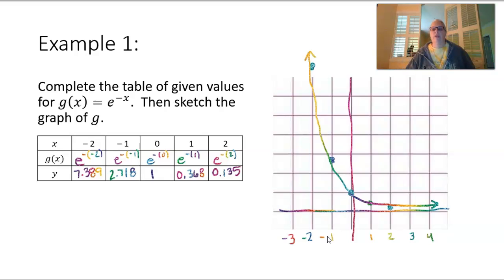Now, in case you're wondering, we talked about how the x-axis was supposed to be a horizontal asymptote on the left. We can see that's not true here. That is because the exponent was negative. If this was e to the positive x, then it would be going in this direction, and we would have our horizontal asymptote back here on the left.